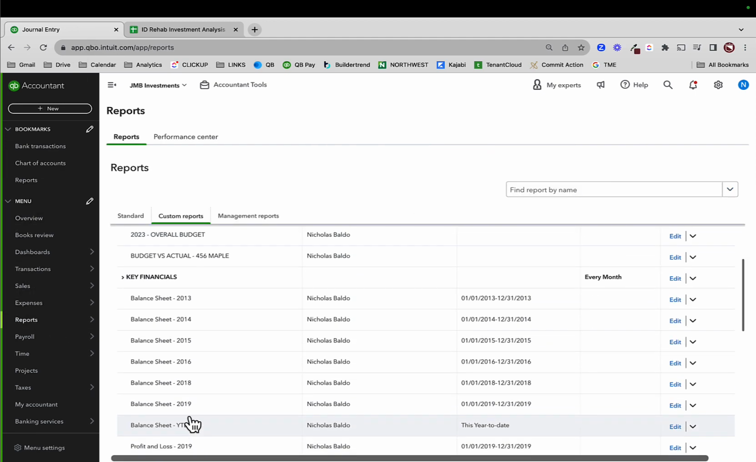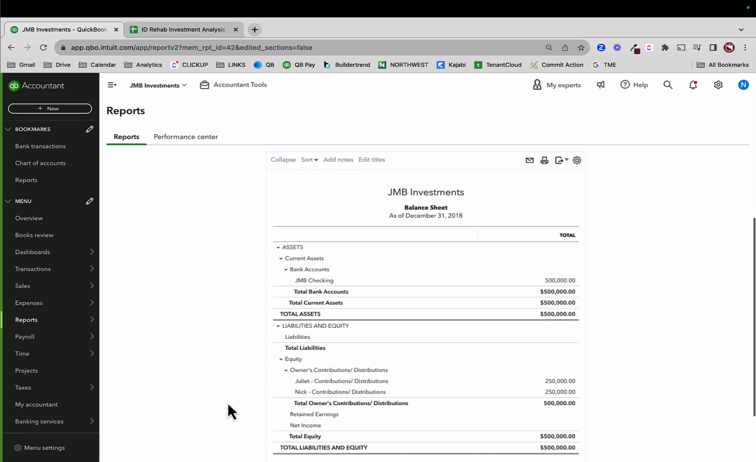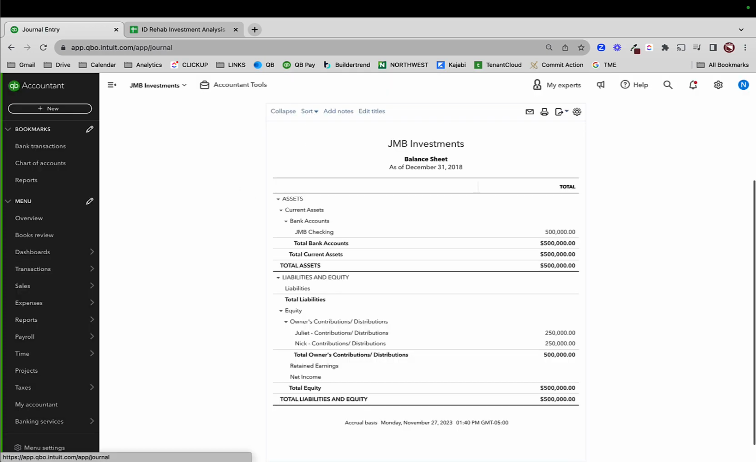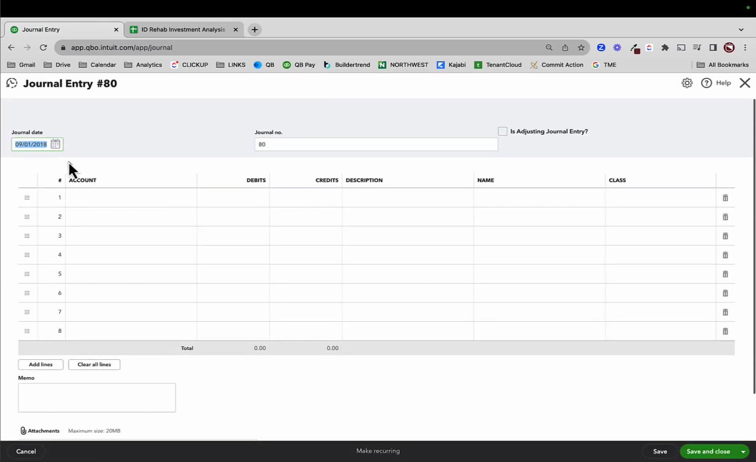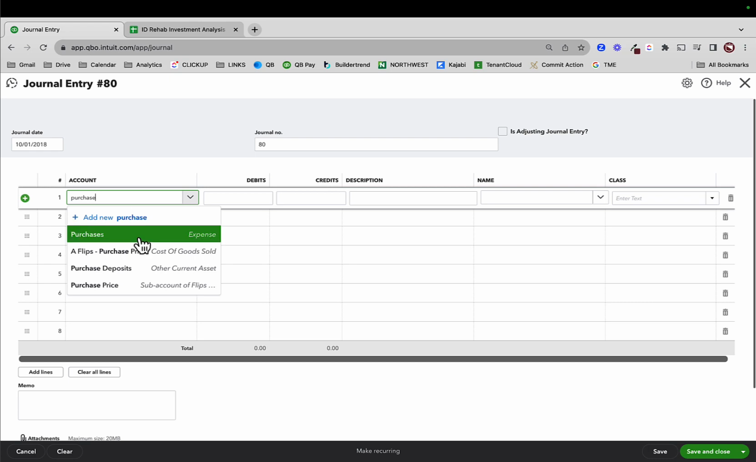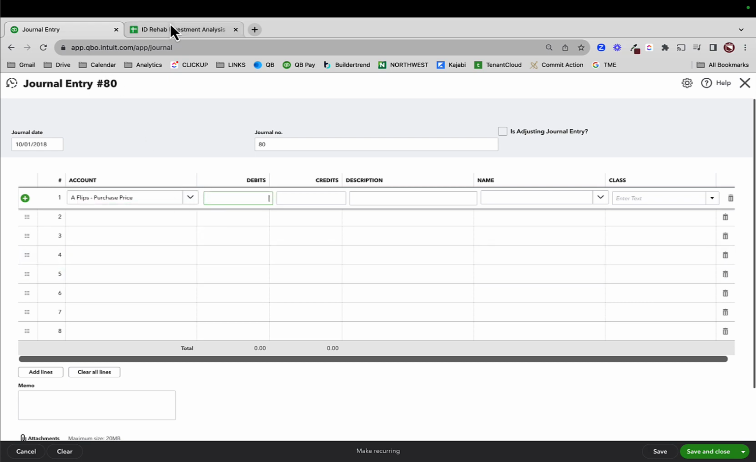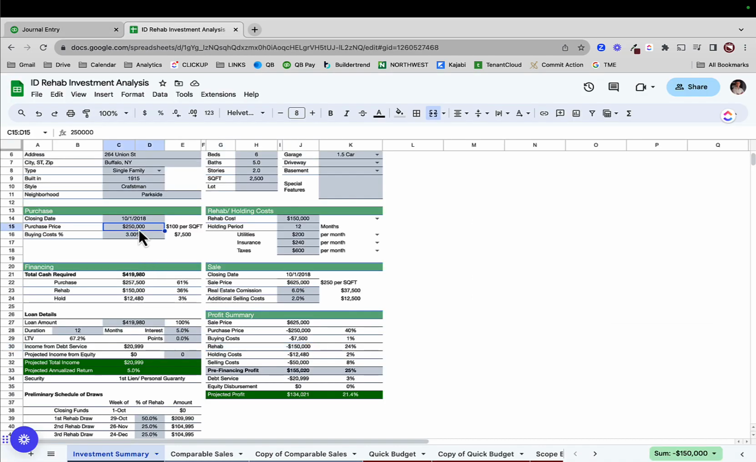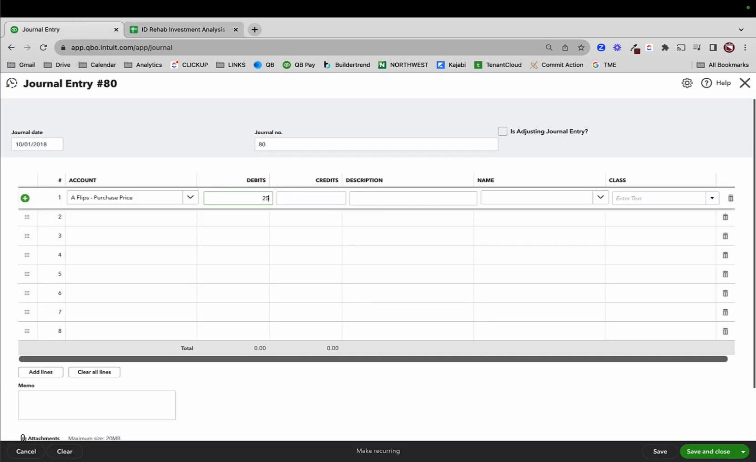Let's go into this balance sheet and make this transaction. We're going to record the purchase of property. So let's do the purchase price, and we're going to debit exactly what the purchase price is. I'm purchasing this for $250,000.